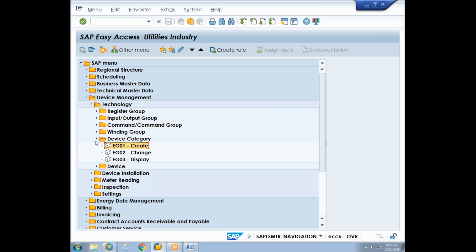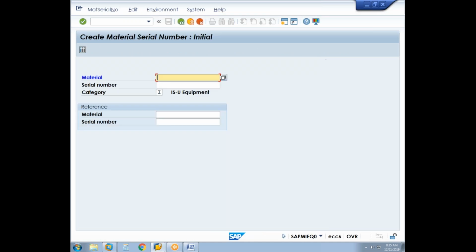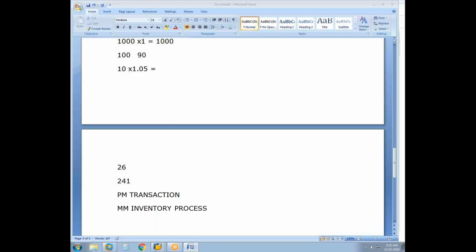Okay, so to create the device, we go to device IK01 create. IK01 means you are creating one serial number. If you use IK04, you are creating n number of serial numbers at a time. Enter the material number. Our material number is 241.